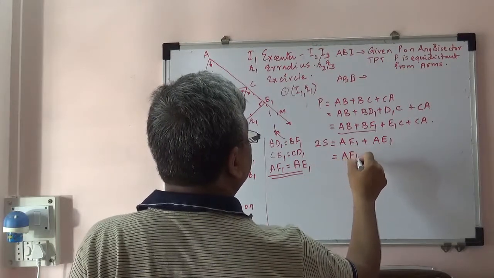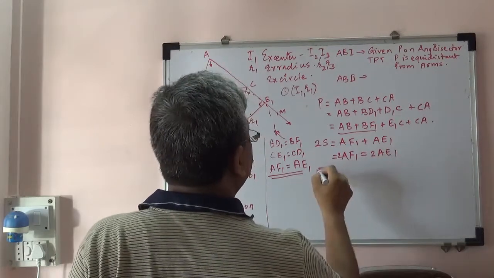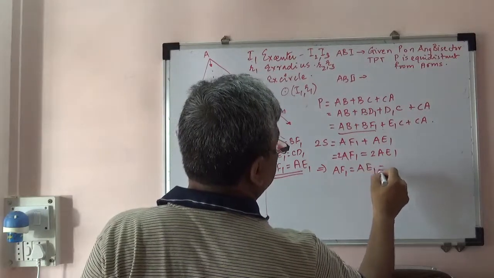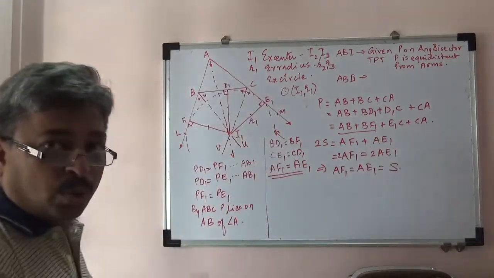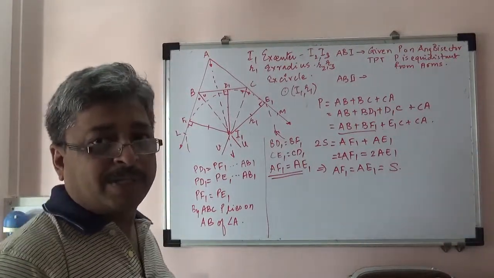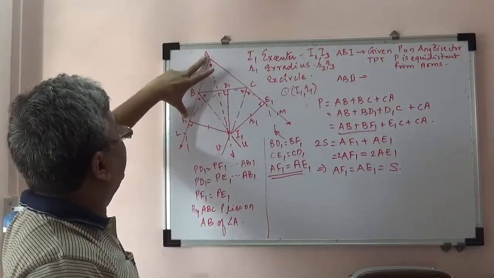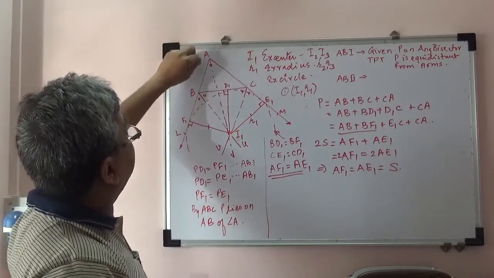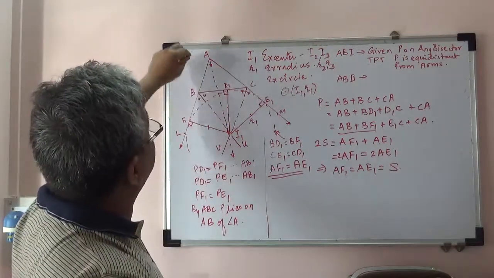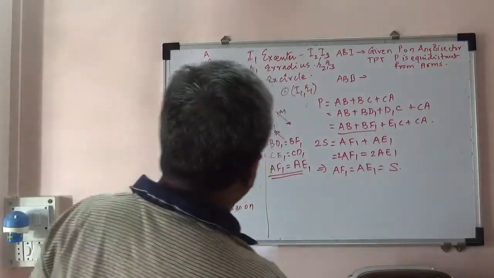Therefore, 2 times AF1 is equal to 2 times AE1, which gives us distance AF1 is equal to distance AE1 is equal to the semi-perimeter. So the fourth term in Heron's formula, apart from S minus A, S minus B and S minus C, was S, and now we got that distance S geometrically available in the triangle, between the vertex and the points where the excircle touches the sides of that triangle. This distance is equal to S.